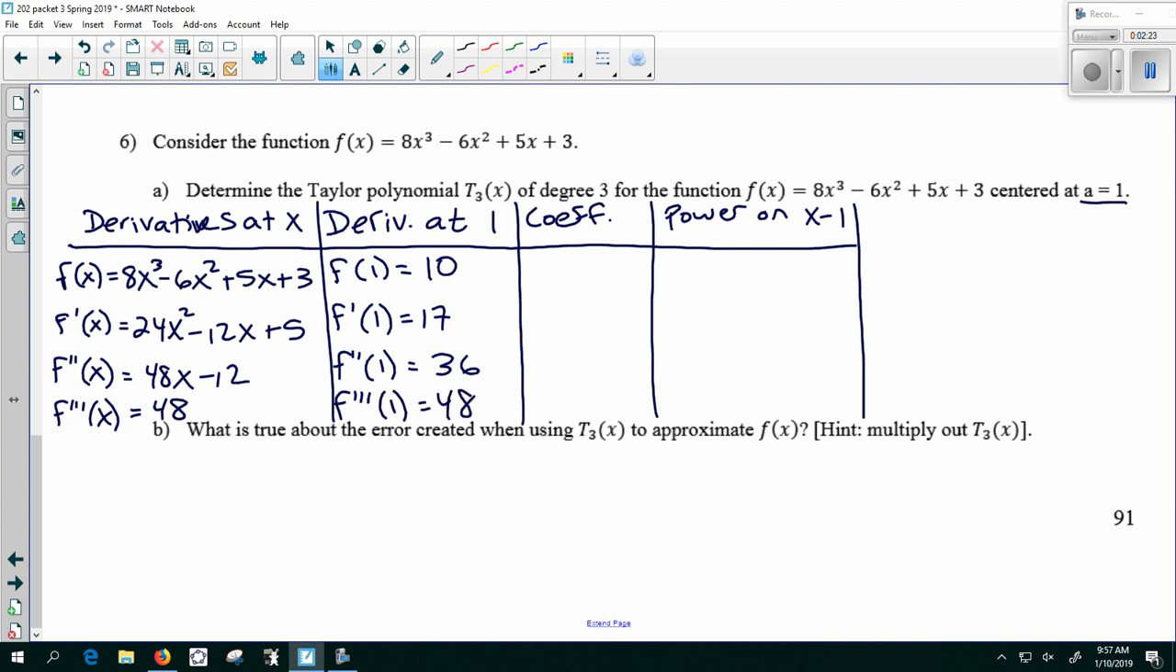All right, so my coefficients are going to be each of these f values over some factorials. We start with 0 factorial, and then we increase by 1 on each term. So this is going to be 10 over 0 factorial, which is 10. 17 over 1 factorial, which is 17. And this is 36 over 2 factorial. 2 factorial is 2, so that becomes 18. And then 48 over 3 factorial. 3 factorial is 6, and 48 over 6 is 8.